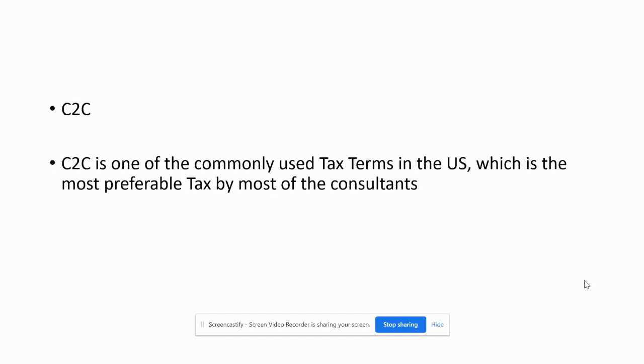Next is corp to corp. What is corp to corp? Corp to corp is one of the most used tax terms in the US, and it is preferred by most of the consultants as well. As I gave you the example previously, a .NET developer working at Bank of America through us is on our W2. So let's say Bank of America was not a direct client to us.